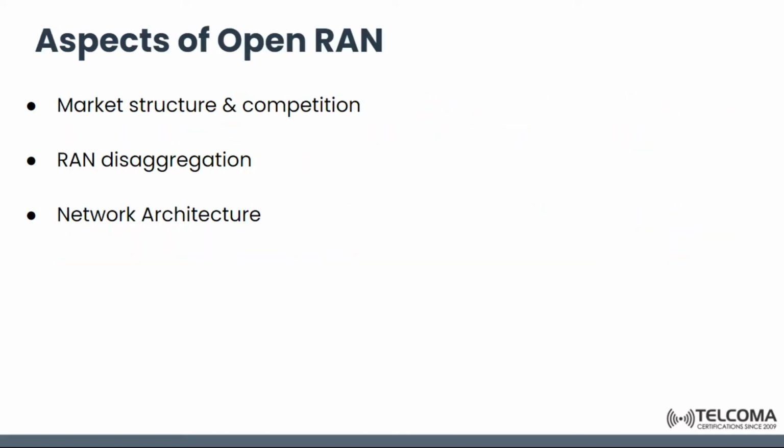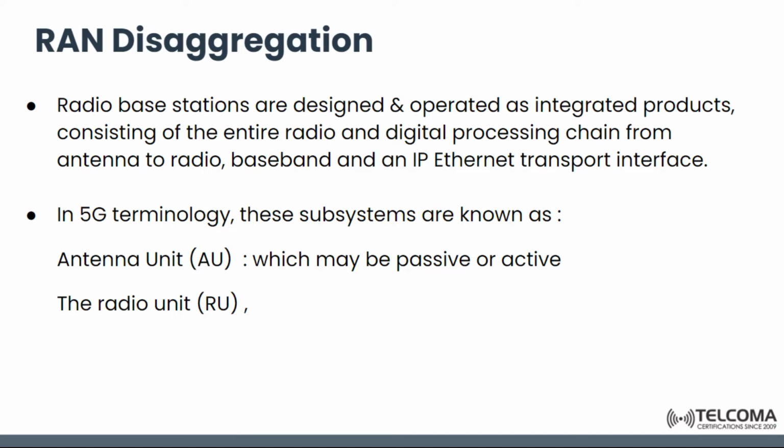Various aspects of Open RAN include market structure and competition, RAN disaggregation and network architecture. The most important is Open RAN disaggregation. Radio base stations are designed and operated as integrated products. These consist of the entire radio and digital processing chain, from the antenna to the radio part, baseband and IP Ethernet transport interface.